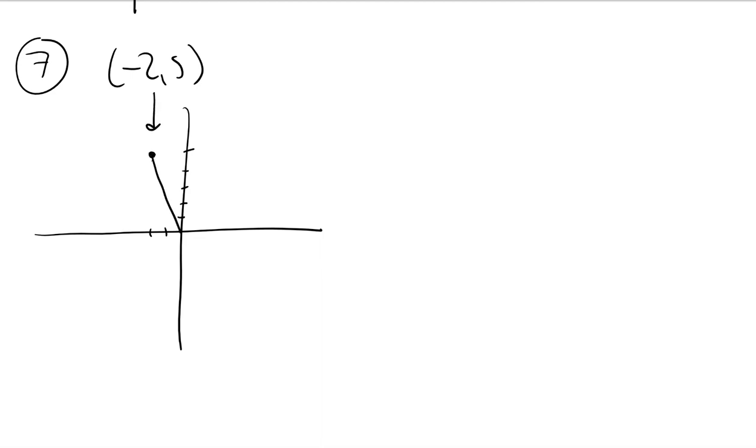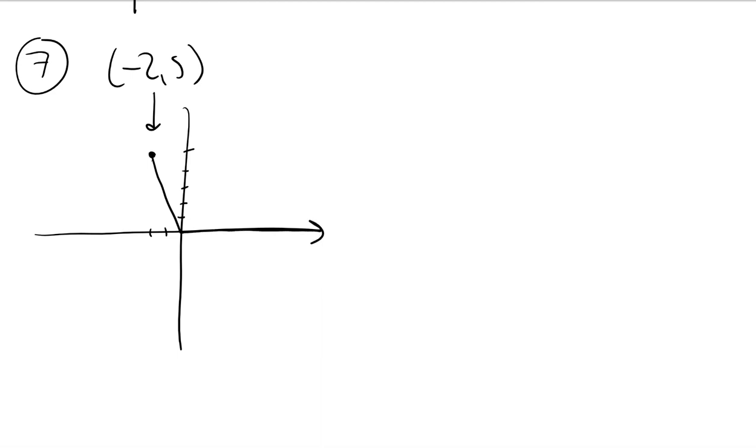Okay, so a few steps in the 7, it should seem pretty familiar to you, but negative 2, 5 is on the terminal side of an angle in standard position. So if I plot this point, that's supposed to be the terminal side of an angle in standard position.